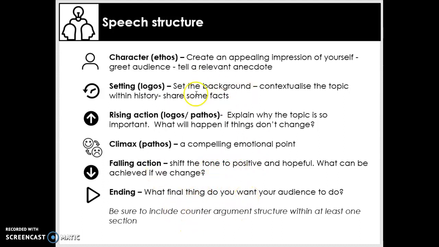So it gives us a really clear structure of how we build it, and we have a minimum of 1 paragraph per section, although some sections will be longer than others. I've put a note here that we must include the counter-argument structure within at least one section. That bit where we say, of course there are those who believe that, but this is a specious argument because, where we challenge the opposite view.